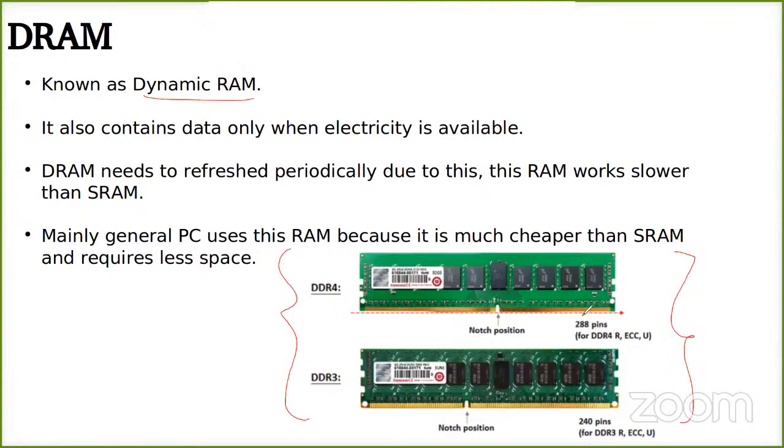So if you open up your laptop or your PC, you will find these RAM slots. So this is DDR3, there is DDR4. Okay, so this is double data rate 4, double data rate 3. These are different kinds of RAM slots. These RAM slots are usually in terms of gigabytes. Okay, so 2 GB or 3 or 4 GB or 8 GB.